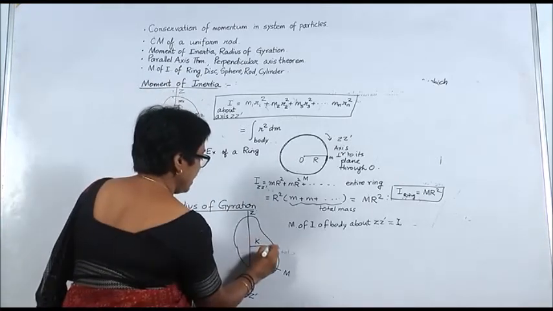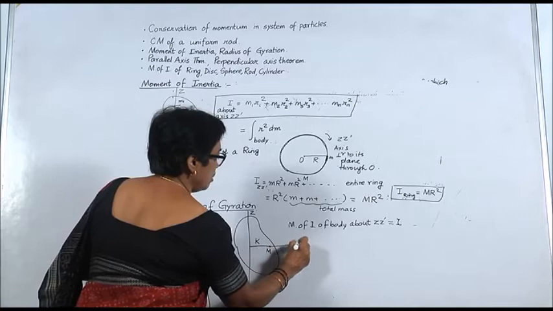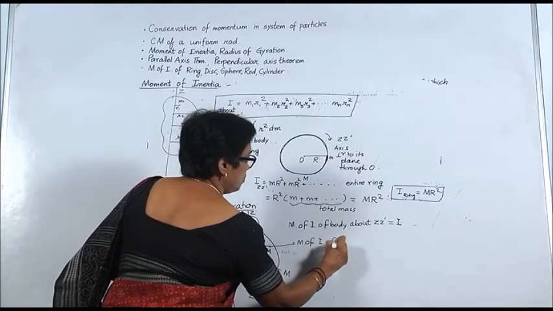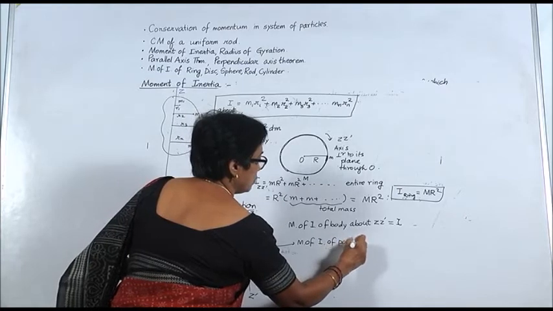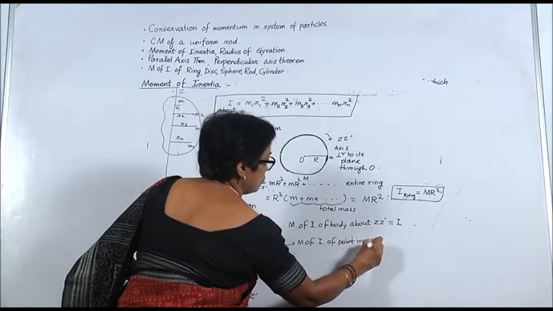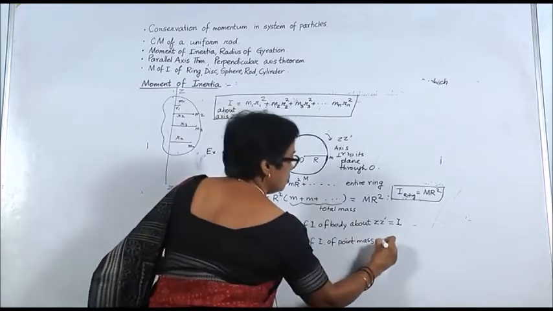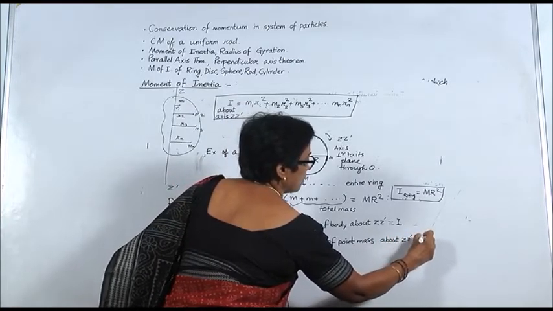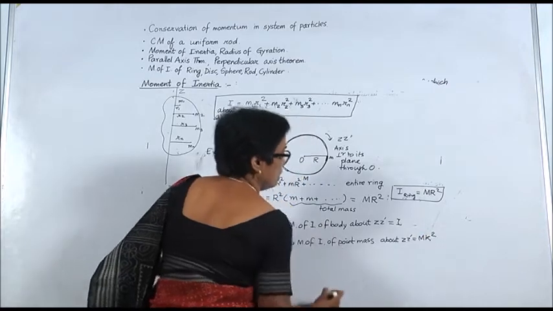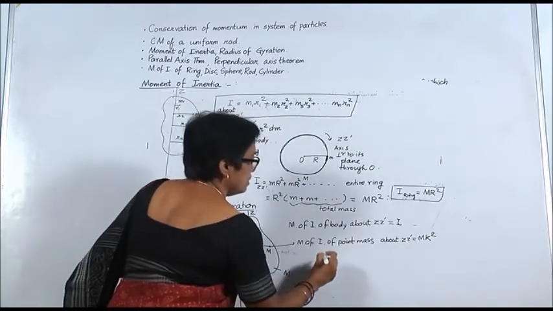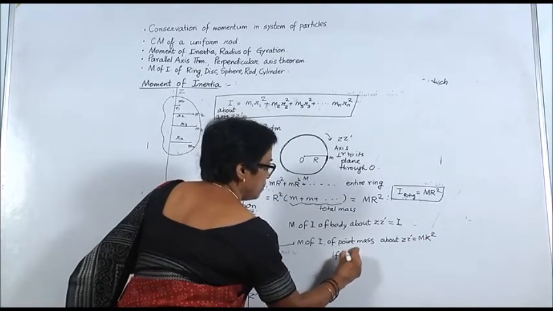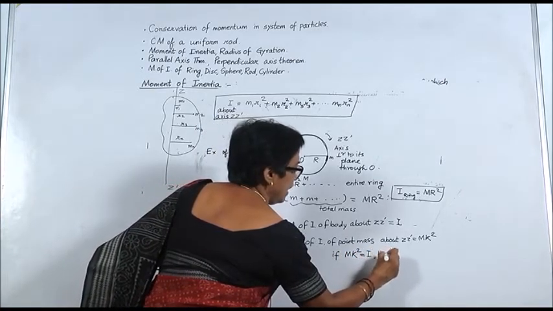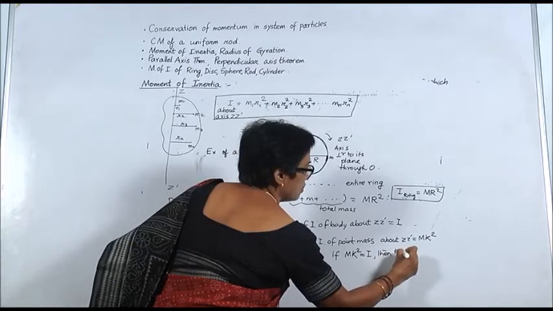So, if I take this point mass, the moment of inertia of a point mass of the same mass value about the same axis z z dash is m k square. The connection is this: if your m k square is equal to I, then k is called the radius of gyration.